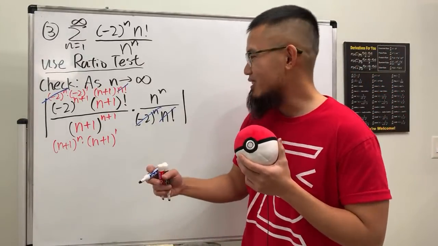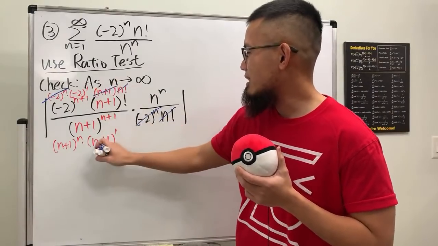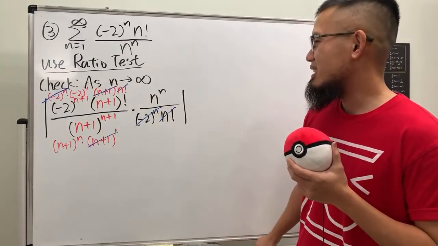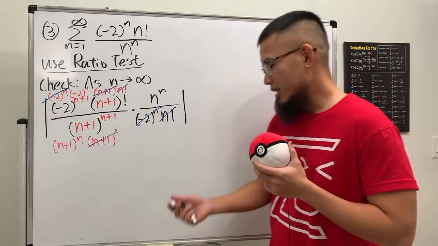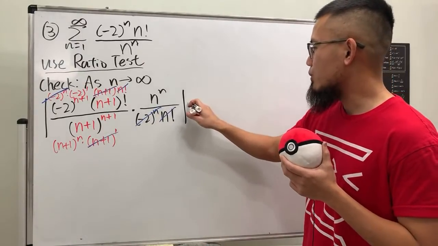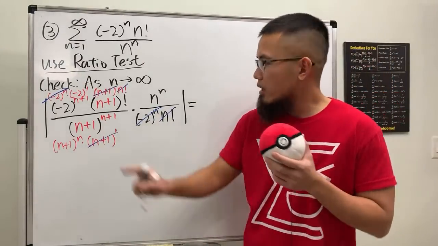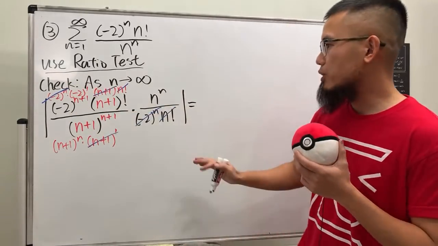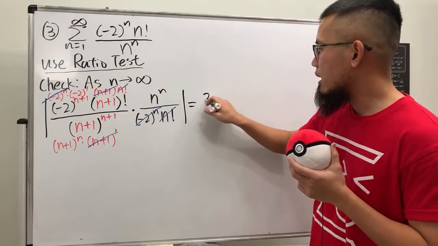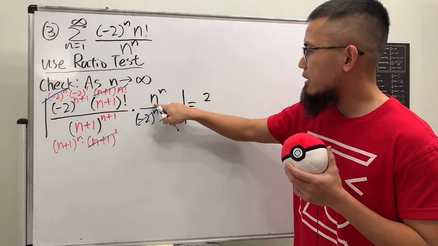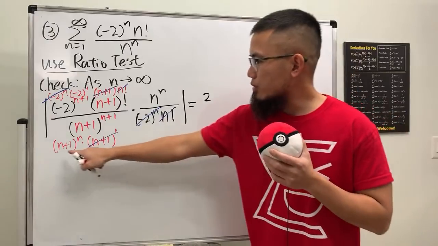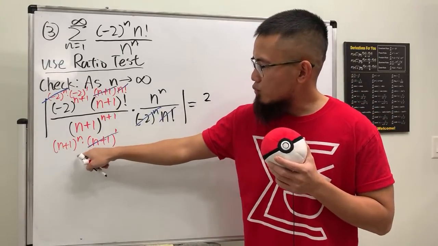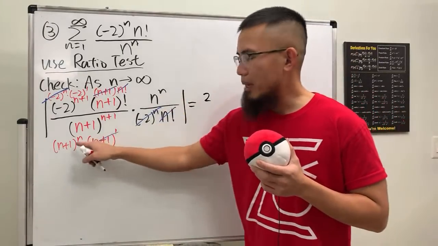The only thing we can cancel is the n plus 1, n plus 1. That's about all, right? So now let's see what else we can do right here. Check this out. Absolute value makes that negative 2 become positive 2. So I'm just going to put down 2 on the top. And then here we have n to the n and also n plus 1 to the nth power. Both of them have the nth power.